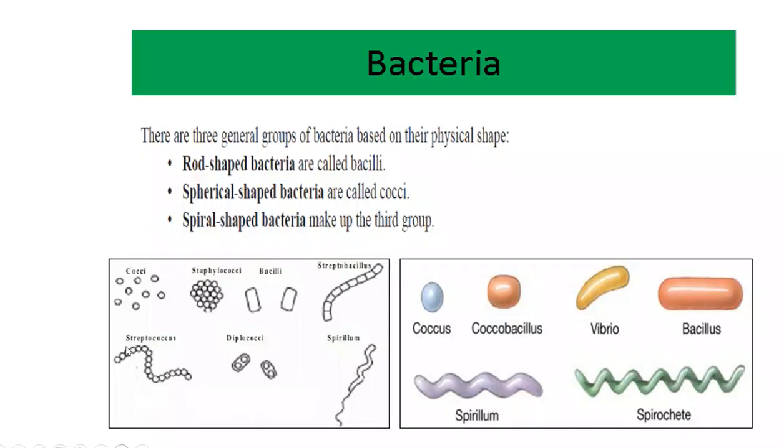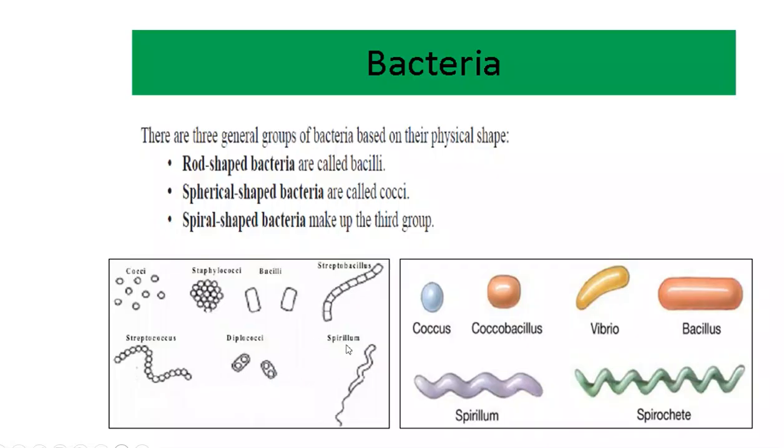Then we have streptococci. They are also ring-shaped. They are similar to staphylococci, but they are in chain form. And the next is diplococci. They are joined in a group of two.